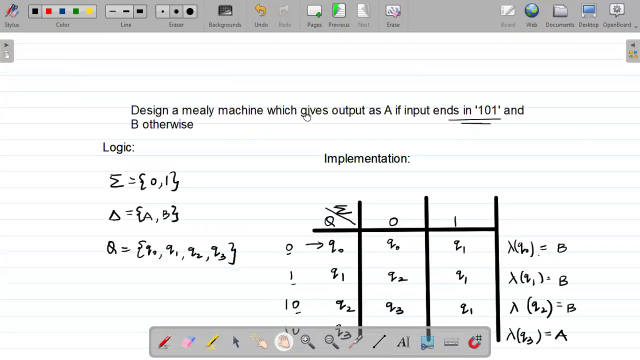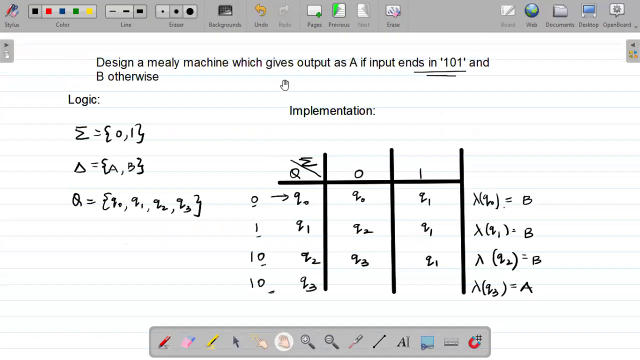The question says, design a Mealy machine which gives output as A if input ends in 101, and B otherwise. Now we are designing a Mealy machine here. Previously we had done a Moore machine for 100. Here we'll be designing a Mealy machine. So the logic: input is in terms of 0 and 1, and output is in terms of A and B.